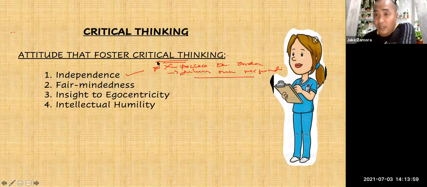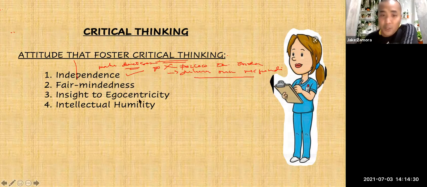Okay, simple. Can you do decision making? Because that is an integral part. You should know how to make decisions. Because when you become professional nurses, you cannot just base everything from the people around you. So you have to make your own decisions also. Okay? So that is very important. Again, nakukuha siya. So this is one characteristic, okay? Independence. Now, the next one is fair-mindedness.